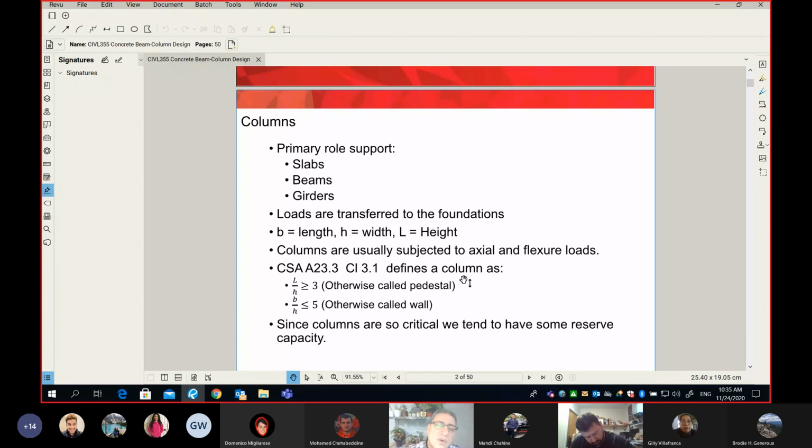And so columns, those are the vertical members in our structure. Typically, they are vertical, but some crazy architects nowadays come up with crazy shapes, and some designers make tilted or inclined columns. But in general, in 99% of our buildings, a column is a vertical element that supports slabs, beams, and girders. Columns are the main support of slabs, beams, and girders.